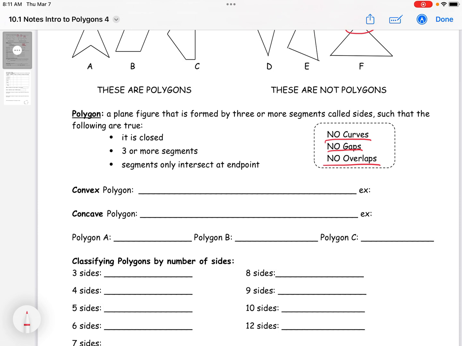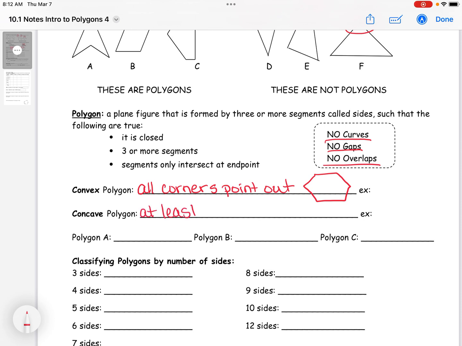A convex polygon has, I'm going to say it this way, all the corners point out. What I mean when I say that is, you have a shape like this. All the corners are farther out than the sides.